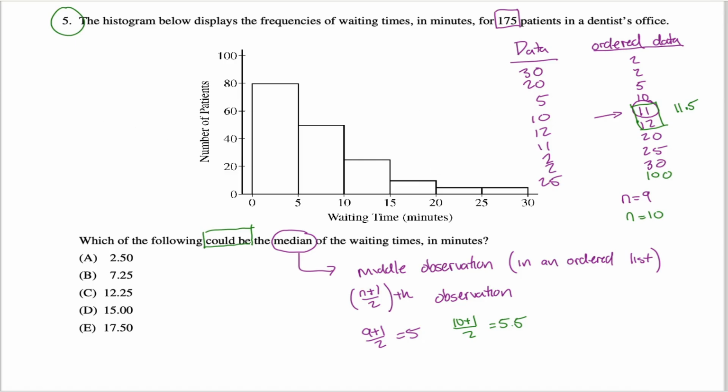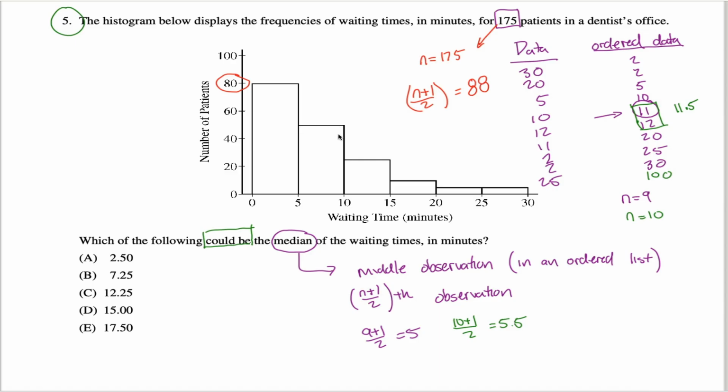So how does that help us in this specific problem? Well, in this specific problem, we got 175 patients, so n is equal to 175. Therefore, n+1 divided by 2 is 176 divided by 2, which is 88, I think. So what I want for the median is the 88th observation in an ordered list. I won't be able to tell you exactly what that observation is, but I should at least be able to tell you what bucket of my histogram that's in. Because look, in this first bin from 0 to 5, I have 80 observations. The 80 smallest observations are somewhere between 0 and 5.